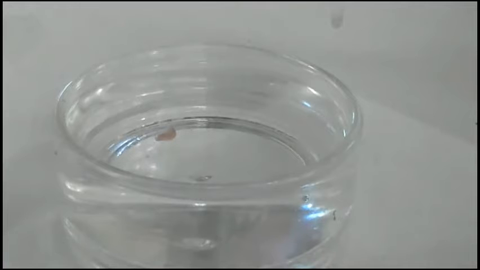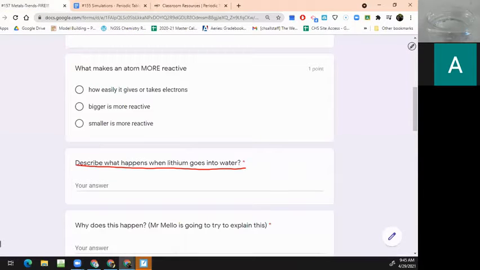So let's go. This goes away, and I go back to this. All right, describe what happens when the lithium goes into water. For someone who didn't see it, Abby, what happened? It dissolved. It went away. We no longer see it. What else? It made sizzling. You could hear it reacting. Did it make bubbles? You should have seen some bubbles.